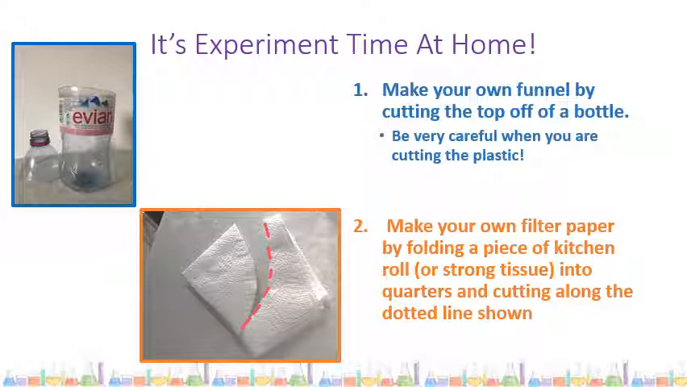So you're going to make your own funnel by carefully cutting the top off of a plastic bottle. I used Evian water, but there are other brands available. I'm not sponsored by them. Step 2 would be to make your own filter paper. Get a piece of kitchen roll or a piece of strong tissue, fold it in half once, fold it in half again to fold it into quarters, and then you can cut it like I did here along the red dotted line, just to make that nice curved shape as if we were using real filter paper.